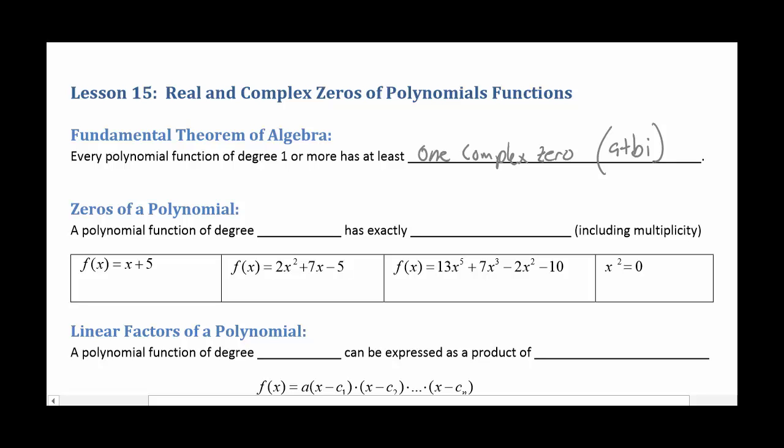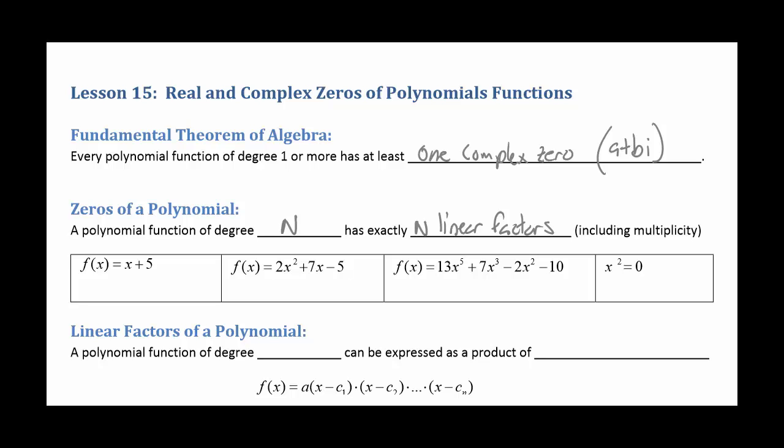gives us a hint as to how many different factors there could be. So a polynomial of degree n has exactly n linear factors. This includes multiplicity. Multiplicity simply means that we're allowing for repeats to happen. So if you have x minus 2 squared, that squared part tells us there's a multiplicity of 2. Okay, another conversation. Now let's look at a couple of different examples.